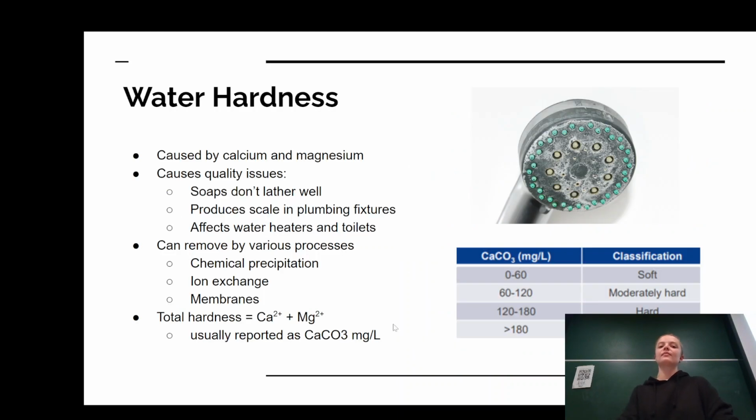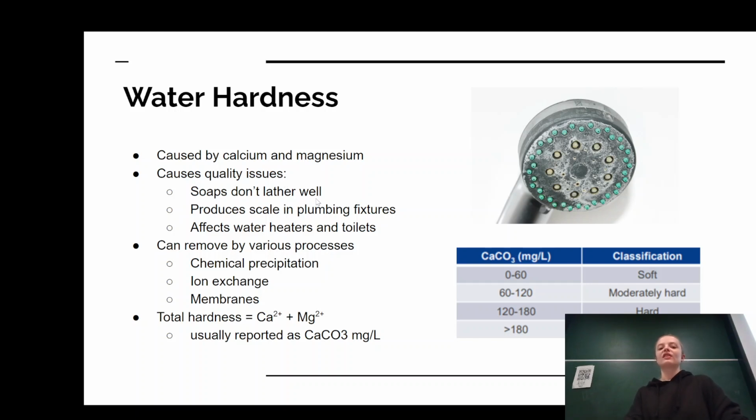Okay. Now we're going to talk about water hardness. It's caused by excess calcium and magnesium in the water. Maybe if you go over to Perth, you can see extra scale on your water fixtures and things like that. It's not an actual issue, it's just the collection of extra calcium and magnesium on water fixtures, but it does cause some quality issues.